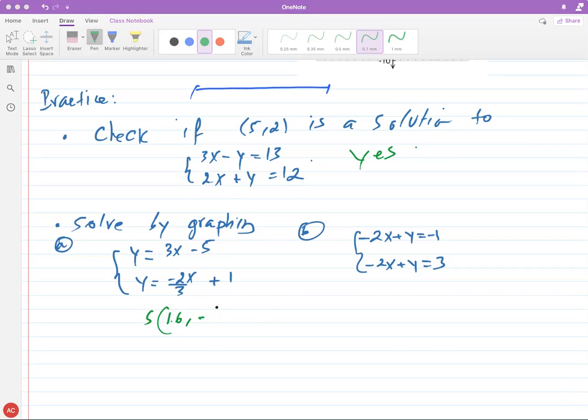Yeah, it's pretty much very close to 0. We'd say 0.09. So that's good. That's a pretty good solution. What about this one here?